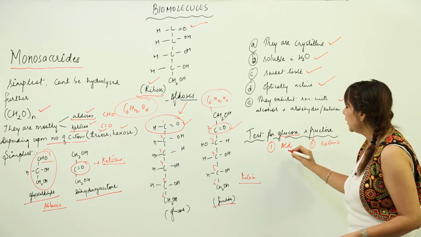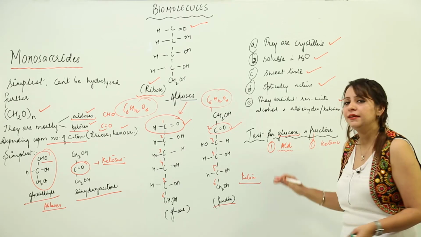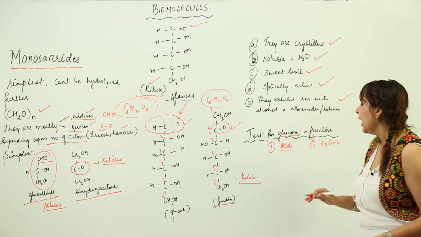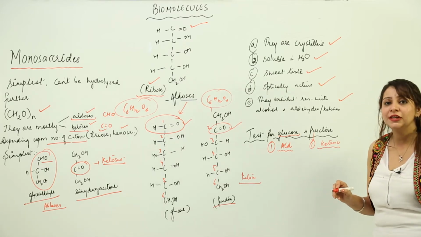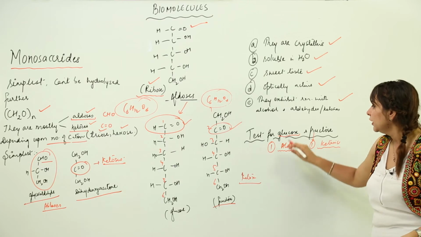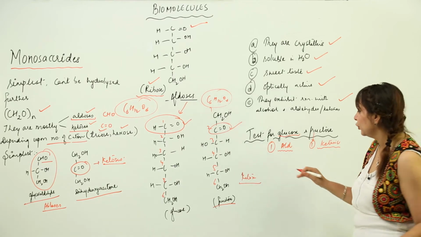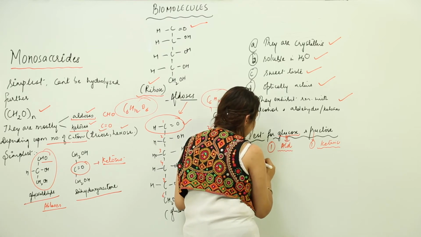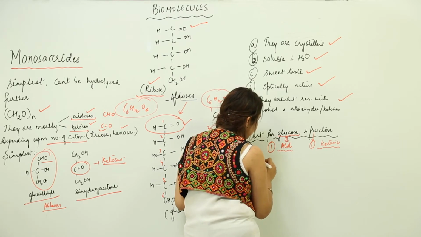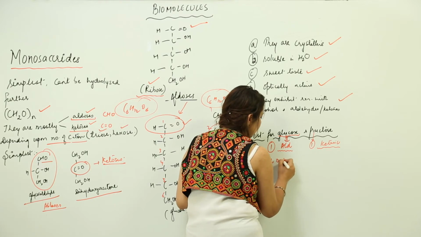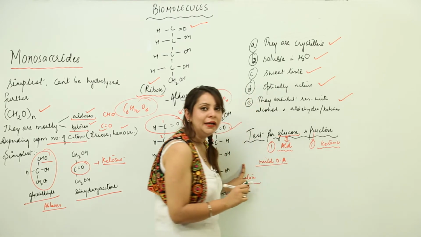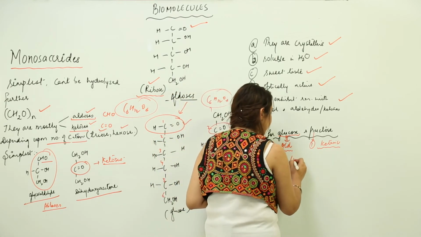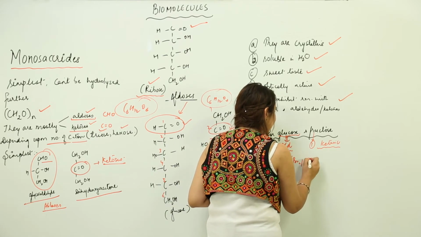So that means it can give a test of aldehydic group and it can give a test of ketonic group. So let us see what kind of test glucose, being an aldehyde, can give. Because it has an aldehydic group, it can get oxidized even with a mild oxidizing agent like bromine water.